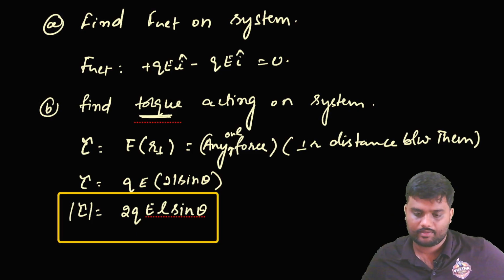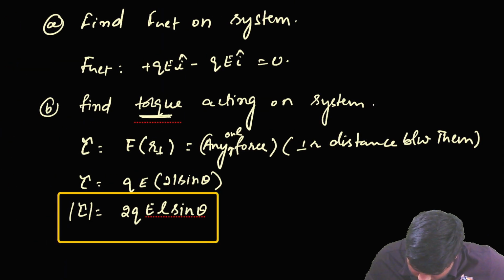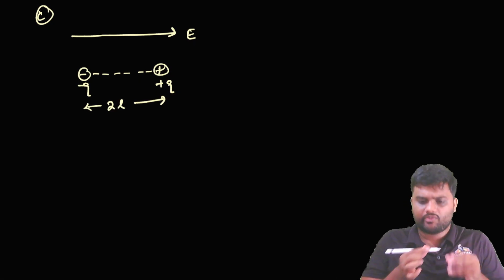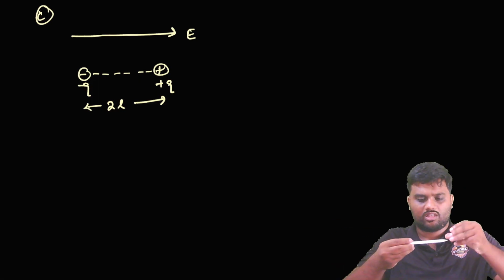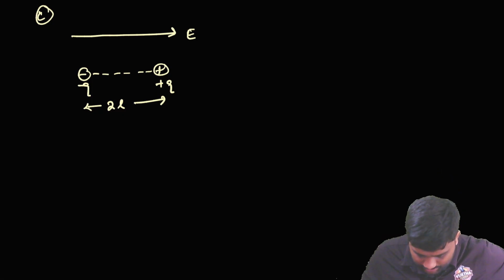2QEL sin theta. This is the torque. Now let us do one of the problems. See here, the problem is that the electric field is in this direction. Initially you kept the charge in this orientation, separated by the distance 2L. When you keep it like this, one Q is in this direction, another Q is in this direction, it doesn't move at all.